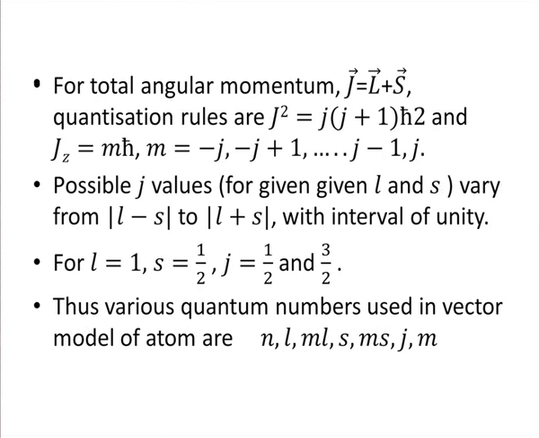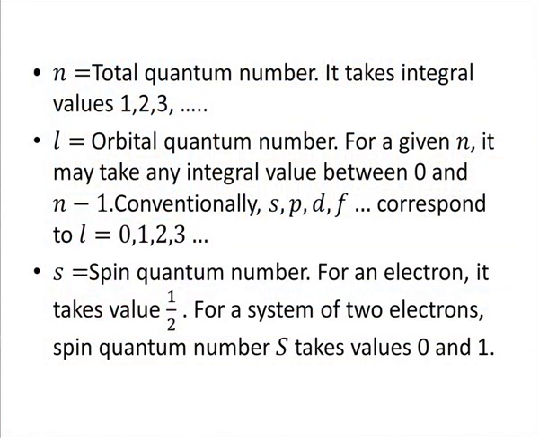Now, J varies from modulus of L minus S to L plus S, with interval of unity. For example, if L is equal to 1, S is equal to half, then J is half and 3 half. Thus, various quantum numbers used in vector model of atom are N, L, ML, S, MS, J and M. N is the principal quantum number, it takes integral values 1 to 3. L is orbital angular momentum. For a given n, it may take any integral value from 0 to n minus 1.